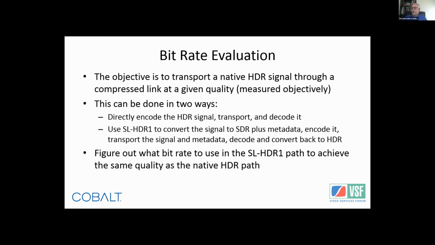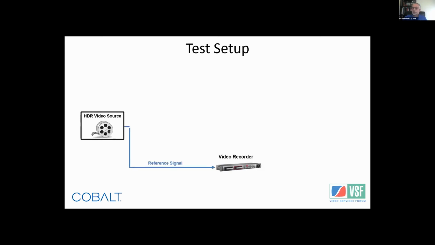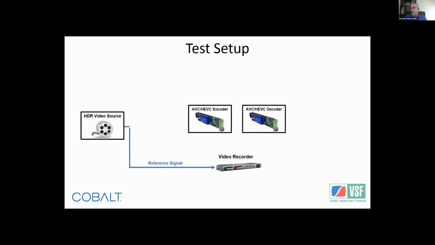Now, is there a difference in bit rate? That's the question we're trying to answer to achieve the same quality. Do you need to go higher or lower with SL-HDR1? So here's my test setup. We start with an HDR video source, obviously, and that HDR video source gives me a reference signal, which is the basis for my comparison when I compare quality. I take an AVC or HEVC encoder. We're going to do this both in AVC and HEVC connected to a decoder, and I'll send that through that path. So encode and decode.